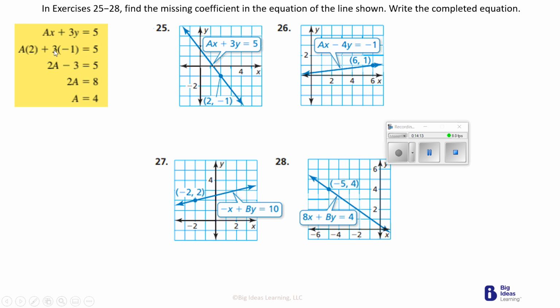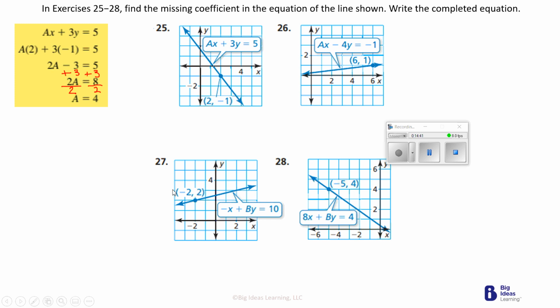Now we can follow this out. 3 times negative 1 is negative 3. A times 2 is 2a. Now we're simply combining our like terms. We're going to add 3 to both sides. And 5 plus 3 is 8. And now we're going to divide by 2. And 8 divided by 2 is 4.